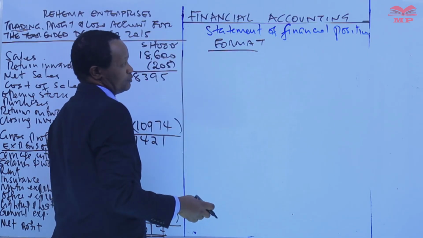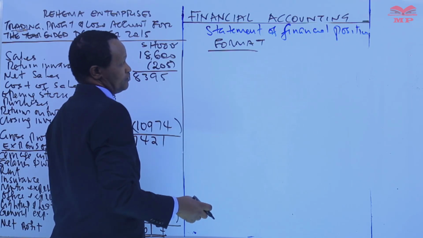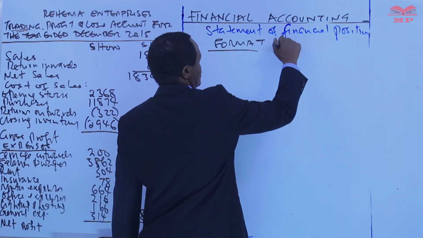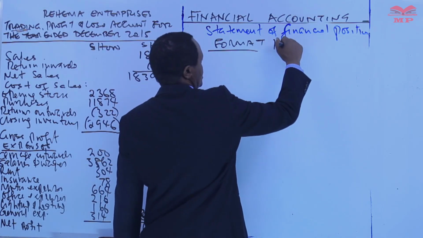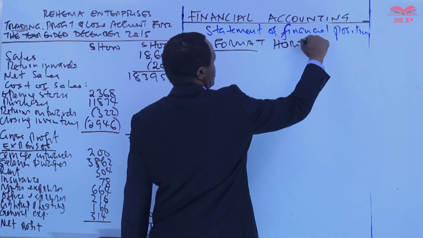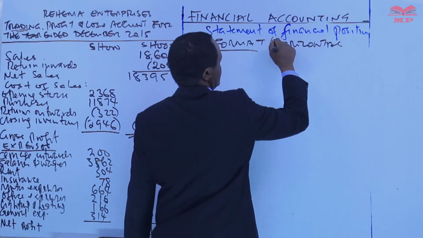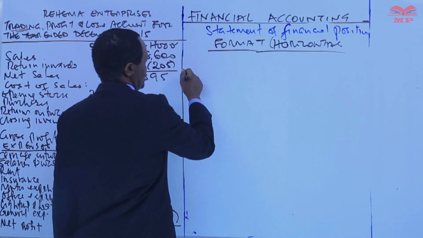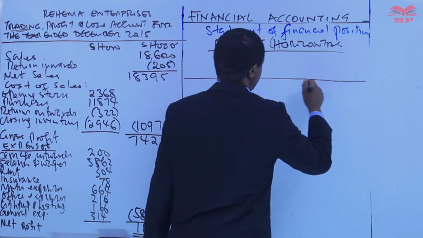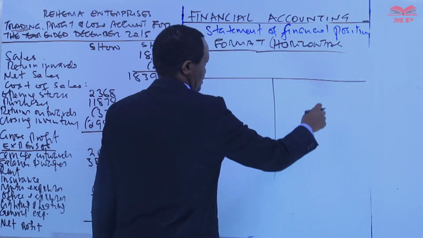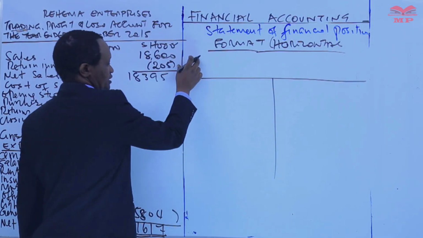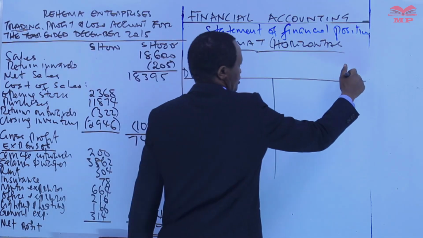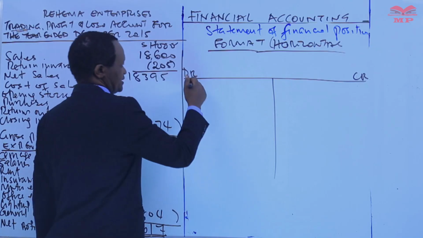Just like the statement of profit or loss, the statement of financial position can be presented in two ways: the horizontal format, which is the traditional format, which takes the T account. So we'll have it like that. So we have the credit side and the debit side. On the debit side, we record the assets.